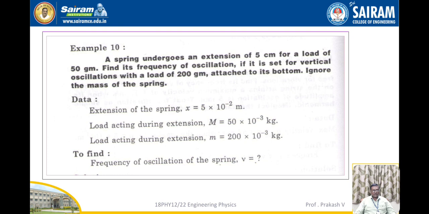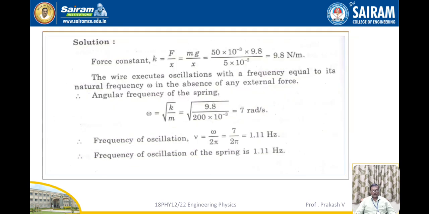If you look at the solution part, the force constant K is equal to F by X, that is equal to mg by X. So substitute the value of m, that is 50 into 10 to the power of minus 3 into 9.8 divided by 5 into 10 to the power of minus 2. So after simplification, the value of K is equal to 9.8 Newton per meter.